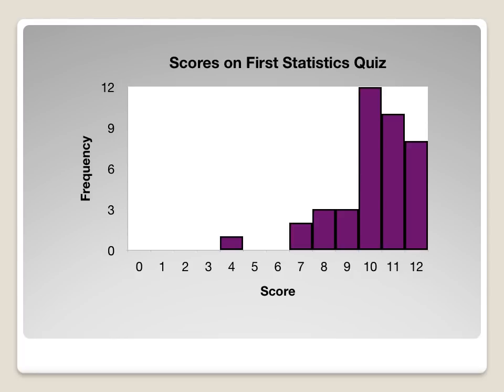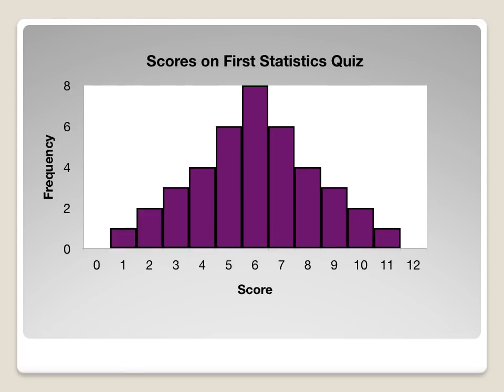What's interesting when we start to describe our data set is that the first thing we do is something visual. So do you think this histogram, and the data that comprise it, is any different on this score of the first statistics quiz than this histogram of another class for scores on the first statistics quiz? Visually, you could say that they are different.